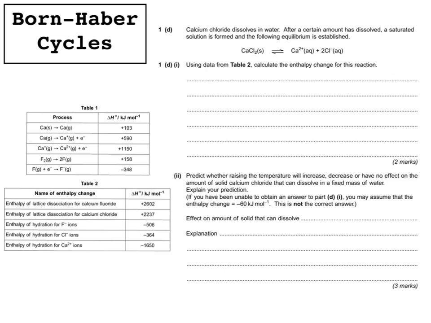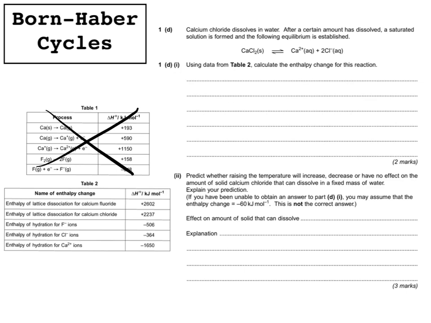And finally, this last couple of questions. Calcium chloride dissolves in water. After a certain amount is dissolved, a saturated solution is formed and the following equilibrium is established. There it is. It says using data from table 2, calculate the enthalpy change of this reaction. So first off, it says table 2 here. So there's no need to use table 1, so we may as well just put a big cross through there so we don't use it.